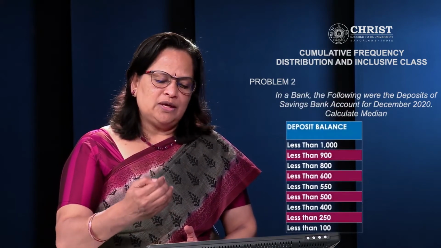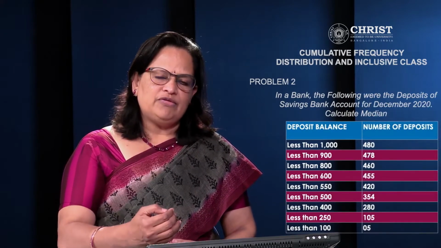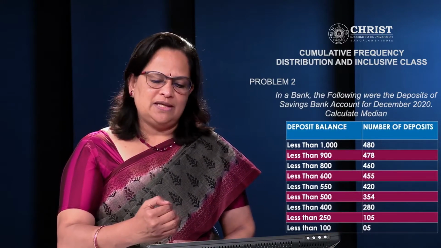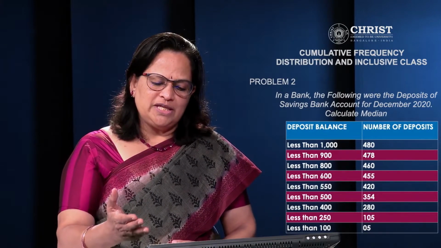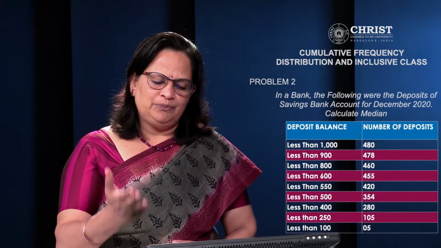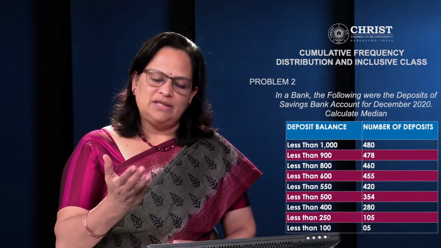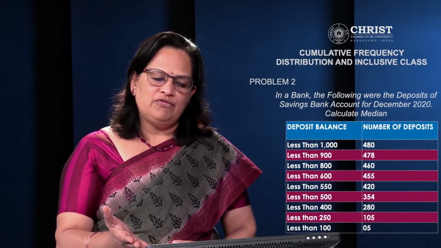Now the second problem we will do. See, this is a cumulative frequency distribution. We have to convert it and do the computation. In a bank, the following were the deposits of savings bank accounts for December 2020. Calculate the median. Deposit balance: less than 1000, less than 900, less than 800, less than 600, less than 550, less than 500, less than 400, less than 250 and less than 100. Number of deposits: 480, 478, 460, 455, 420, 354, 280, 105 and 5.